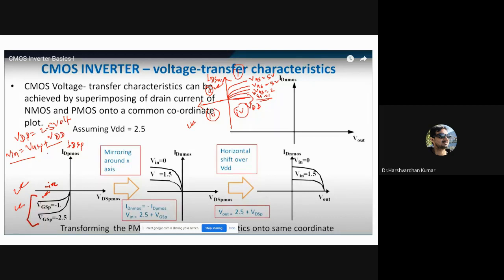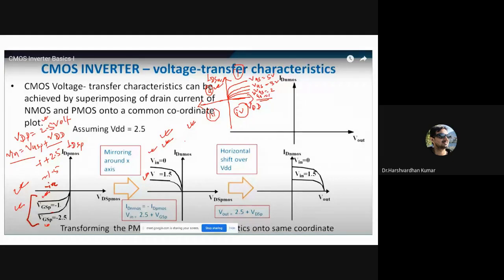Let us say VGSP is minus 2.5, and VDD we have assumed is 2.5. If you take the mirror image of this current, then you will get it here. Similarly, for VGSP minus 1 volt, minus 1 plus 2.5 is 1.5. So for 1.5. Any doubt in understanding this term, this equation, this graph? No, sir. Okay.